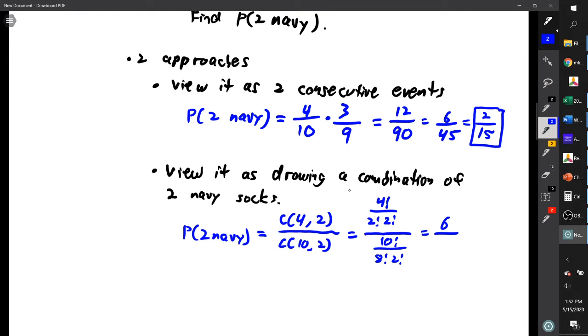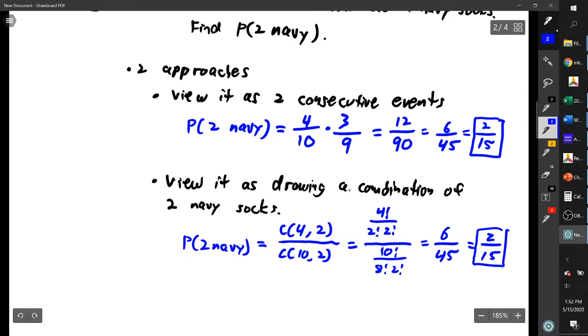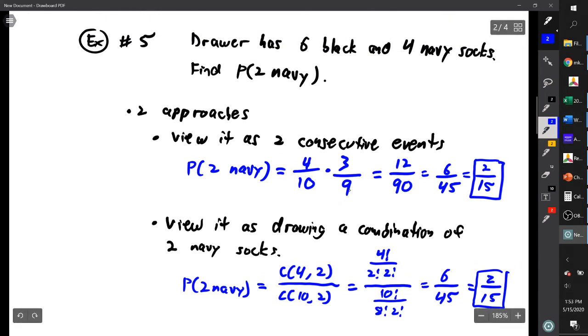Anyway, the combination of 10 taken 2 at a time was 45, and that reduces also to 2/15ths. So there you go. Take your pick. Now you might be like, the first approach seemed way easier. And for a problem like this, yes, that's true. But depending on the context, it might be a bit cumbersome or a bit difficult to view it as two consecutive distinct events, and viewing it as combination can be a lot more efficient or easy.